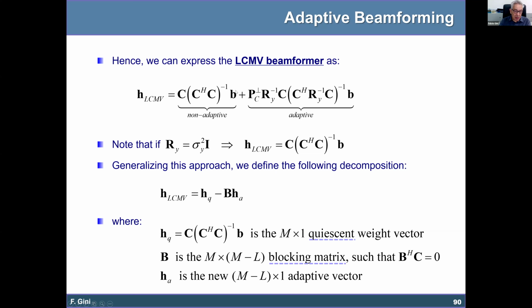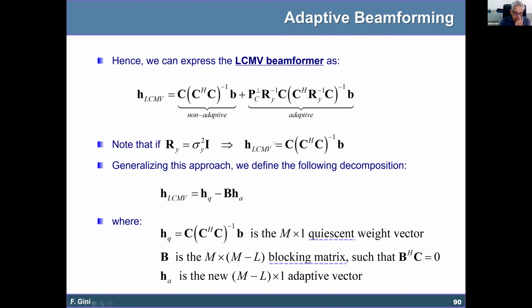The first part, which is not adaptive, basically represents the beamformer that we get if the data are white. So if the samples collected at different antennas are spatially uncorrelated. So this term is called quiescent weight vector. So it's the non-adaptive beamformer that we would obtain if the data are white.